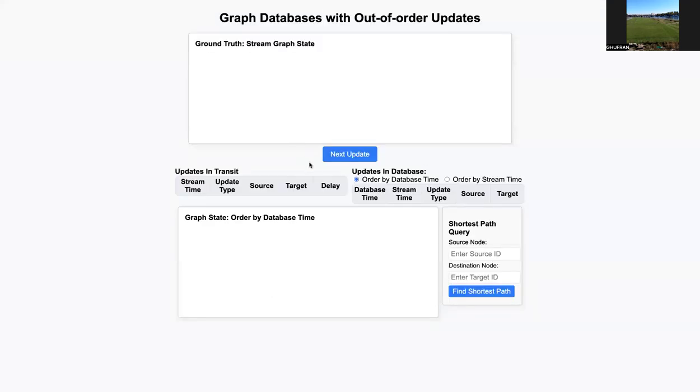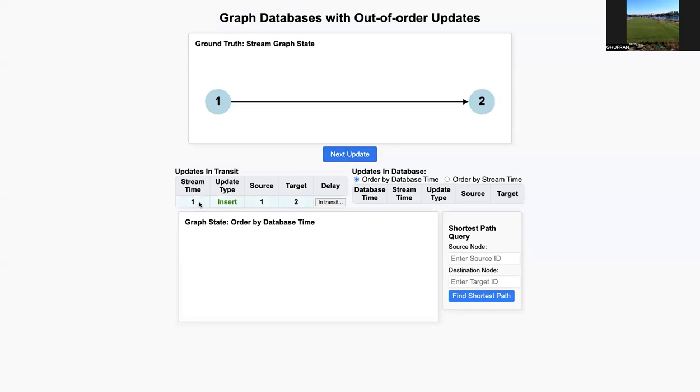In our example, suppose the first update emitted by the stream is the insertion of edge from vertex 1 to 2 at stream time 1. This update is placed in the transit area, which holds updates that have been emitted but have not yet reached the database. At the top, we show the so-called ground truth graph state. This is an artifact we built exclusively for the demo with the purpose of showing what the graph should actually be if all the updates were emitted from and received at the same site, thus without any delays. Of course, in practice, in a dynamic distributed graph setting, we don't have the ground truth.